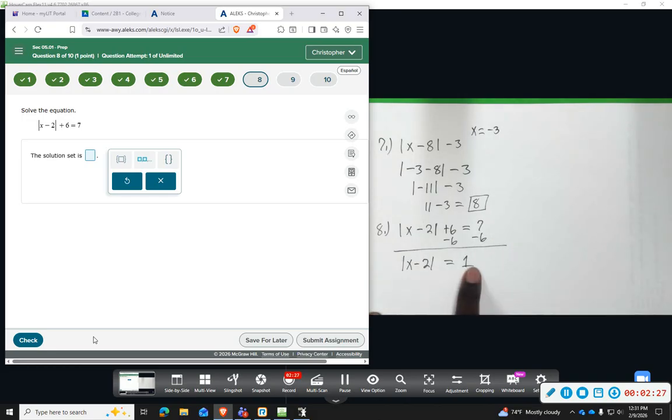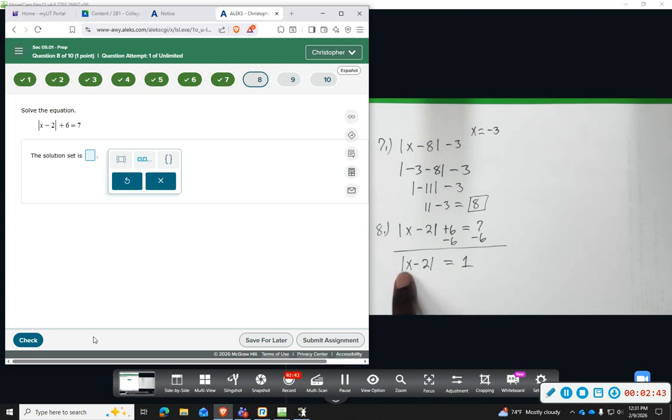Now it's very important that when you get to this stage, you check out what's going on. Absolute value is always going to be equal to a positive number. So if you notice a negative number, that's going to be an error. Even if you solve it, it won't work out when you plug it in.